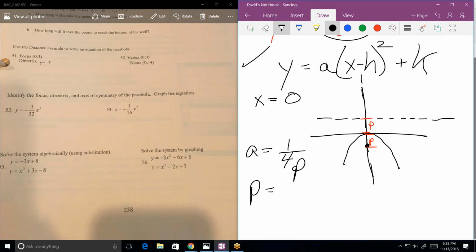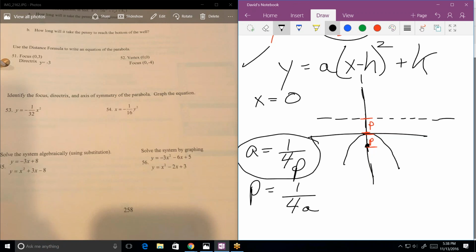If you manipulate that equation and solve it for P, what do you get? Solve this equation for P. That's all I want you to do. How do you solve that equation for P? Multiply both sides by P and divide both sides by A. And then you get P equals 1 over 4A.